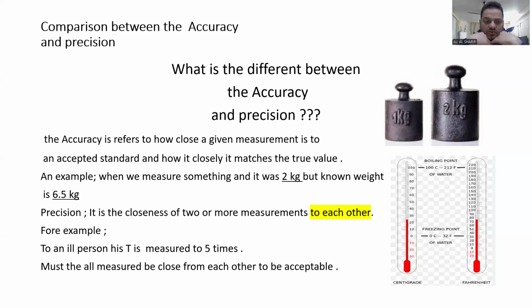Precision here deals with more than one result. It's the closeness of two or more measurements to each other. For example, an ill person's temperature is measured 5 times, and we calculate all of these 5 and divide by 5 to minimize the mistake as much as possible. Must all the measurements be close to each other to be acceptable?